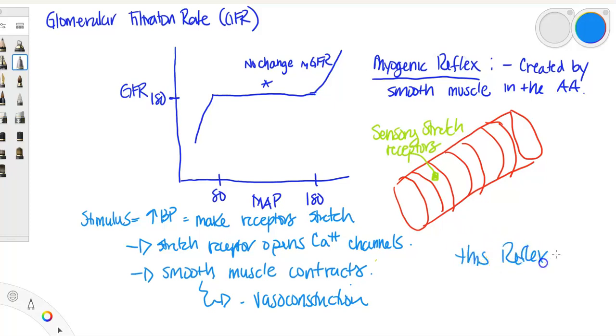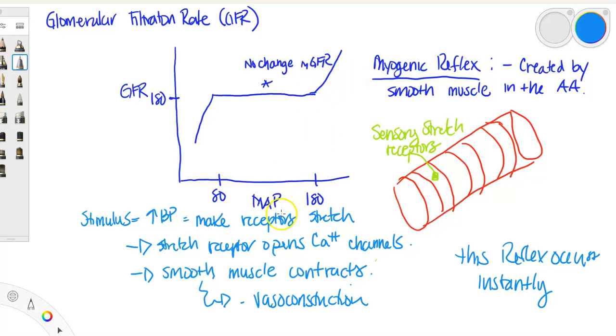Okay, so this reflex occurs instantly. As soon as your blood pressure goes up and the afferent arteriole feels that stretch, those muscles are going to contract and you're going to have vasoconstriction of the afferent arteriole. Again, that's going to slow blood going into the glomerulus. So the pressure from the afferent arteriole is going to lessen. So that's going to decrease the amount of blood in there and the amount of filtration that can occur.